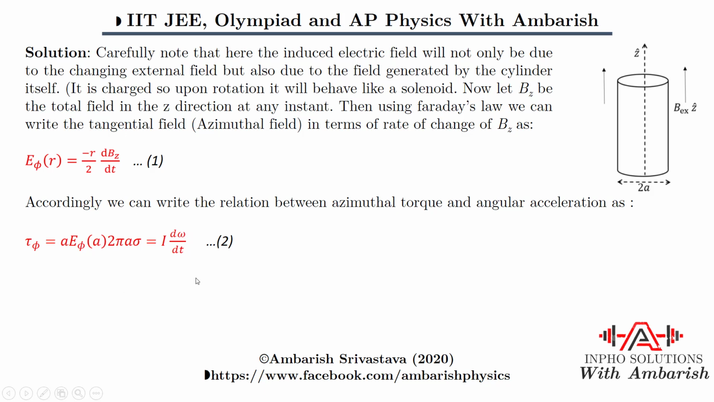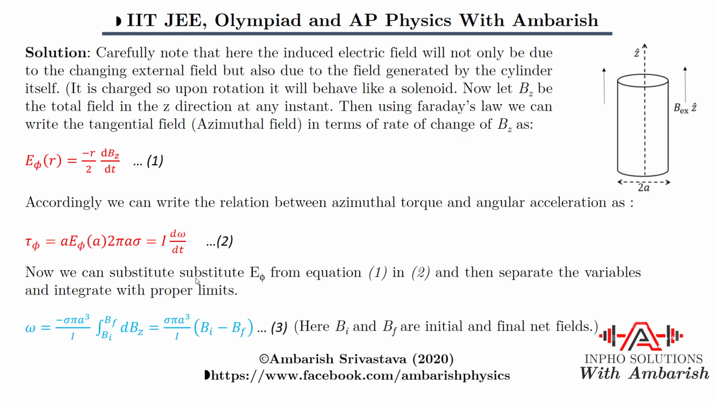So let's see what we get by integrating that differential equation. So we substitute E phi here, and then we separate the variables and we integrate. Then what do we get? Omega is equal to minus sigma pi a cube upon I, and integration from B initial to B final.